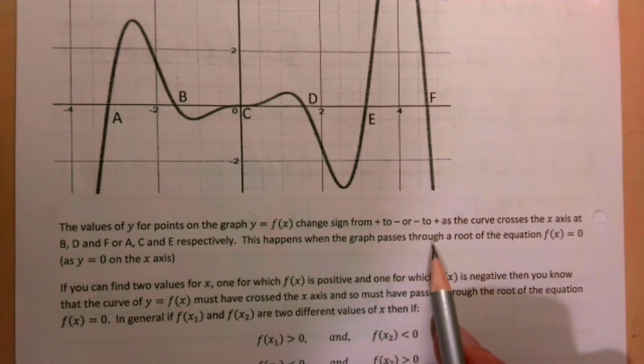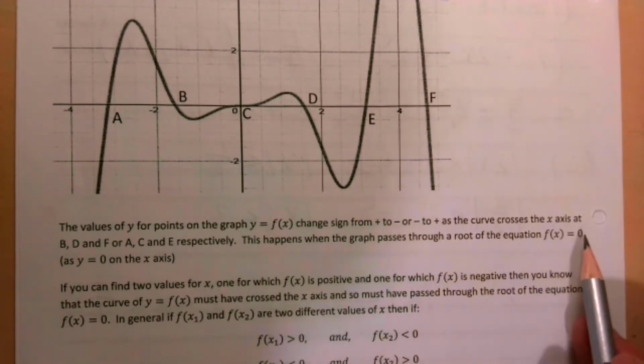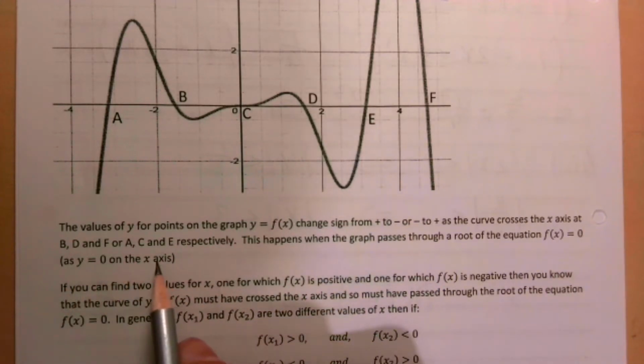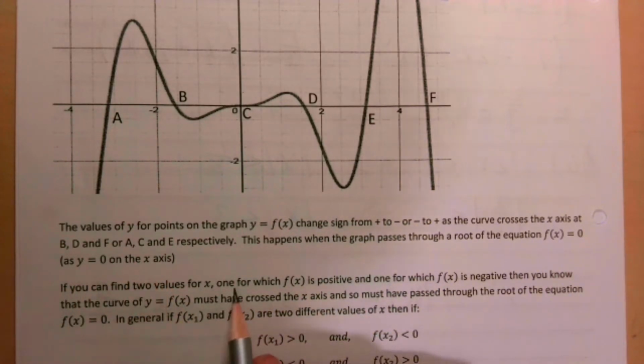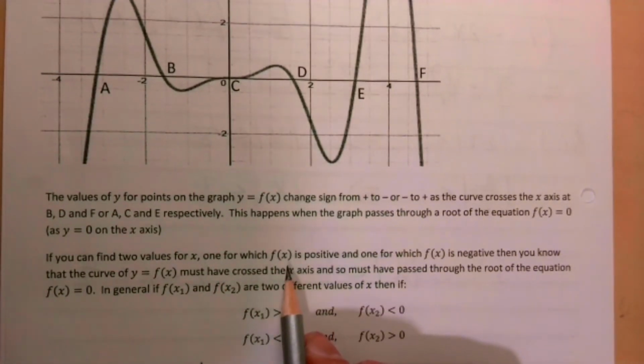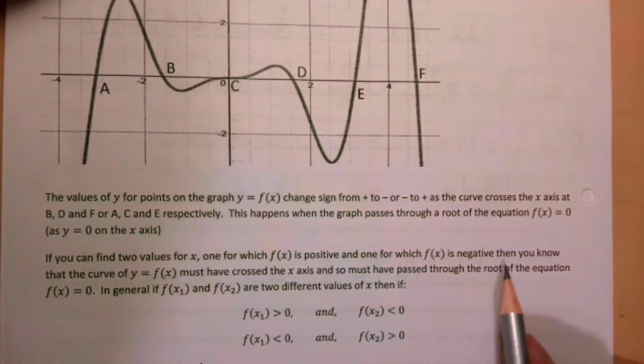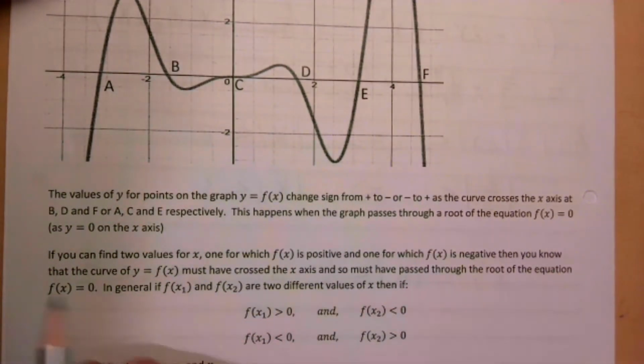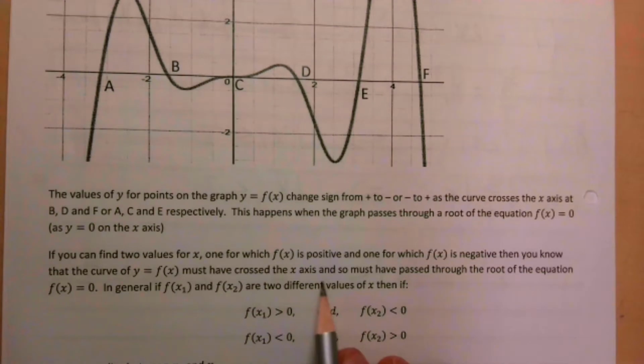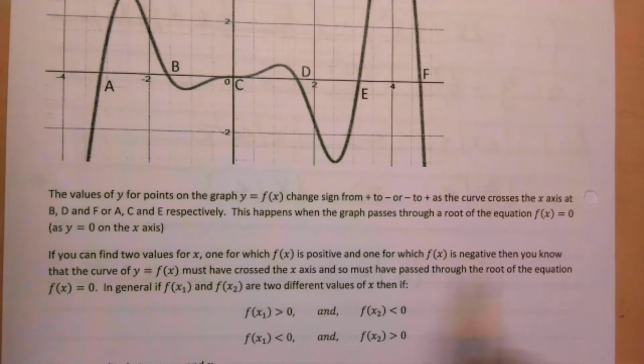This happens when the graph passes through a root of the equation f of x equals 0, as y equals 0 on the x-axis. If you can find two values of x, one for which f of x is positive and one for which f of x is negative, then you know that the curve y equals f of x must have crossed the x-axis and so must have passed through a root of the equation f of x equals 0. In general, if f of x1 and f of x2 are two different values, then if f of x1 is greater than 0 and f of x2 is less than 0, or f of x1 is less than 0 and f of x2 is greater than 0, then a root lies between x equals x1 and x equals x2.